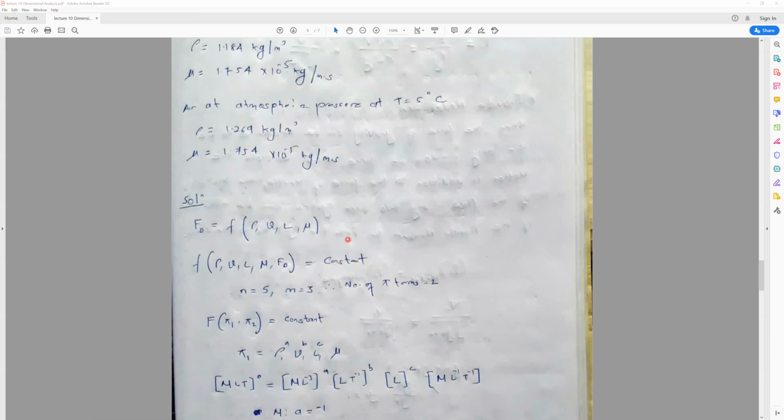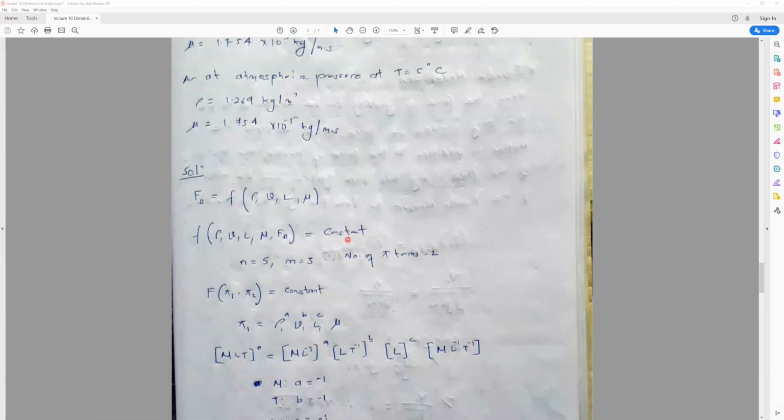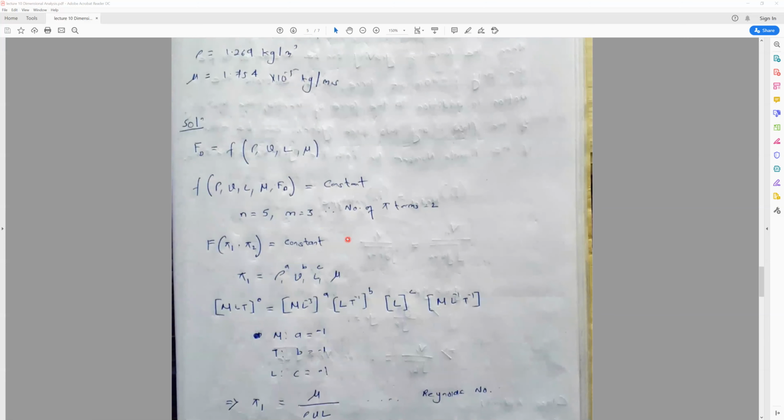To approach this problem, we have to use model law, because for it to be similar, it has to satisfy the model law. Which model law should we use? In this question, the viscous force and inertial force are the predominant forces, so we can directly use the Reynolds number.